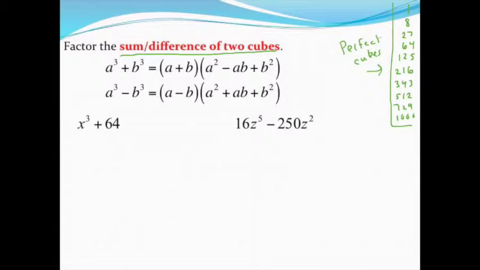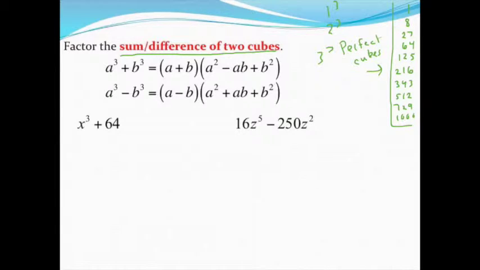Well, off to the right, I've made a list already of the first 10 perfect cubes. I found these numbers by doing 1 to the third power, 2 to the third power, 3 to the third power, and so on. If you see those numbers, that's going to be your cue that you should be trying this method, the sum or difference of two cubes.